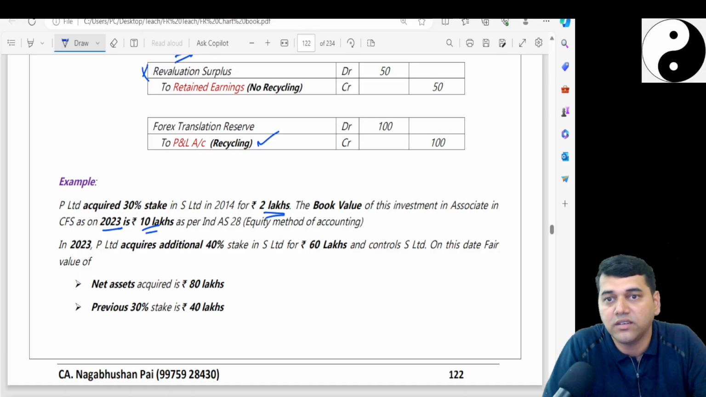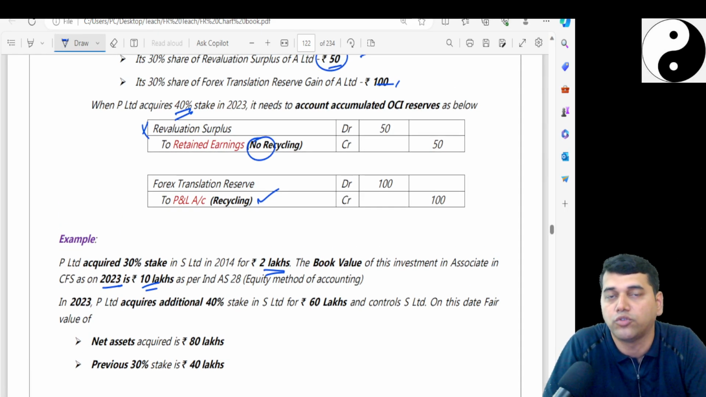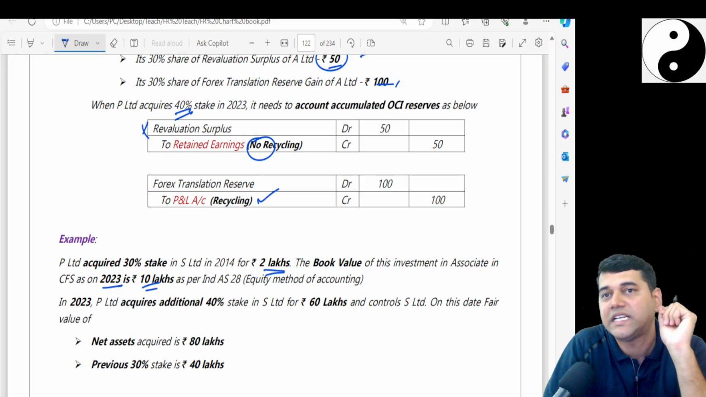Why is it not subject to recycling? See, revaluation surplus is not related to your business. It is your PPE. What was your intention?